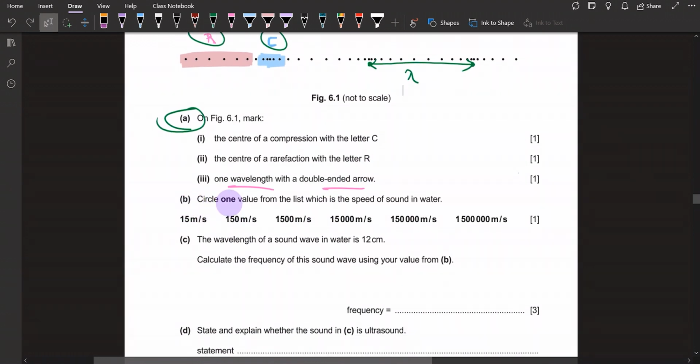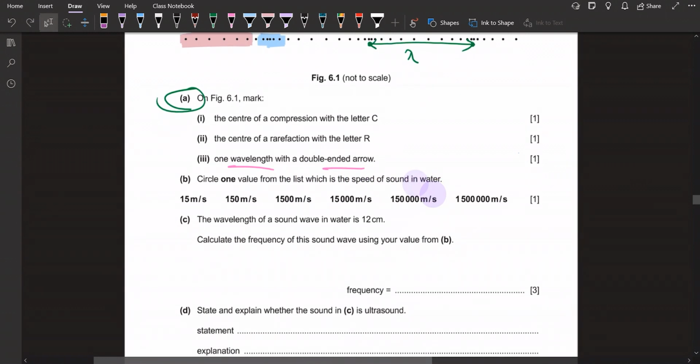Part B says circle one value from the list, which is the speed of sound in water. And as you know, the speed of sound in water is around 1450 to 1498. This gives us only one answer, which is 1500, which is the closest here. So we can circle that. And the other values are going to be wrong because they're either very high or very low.